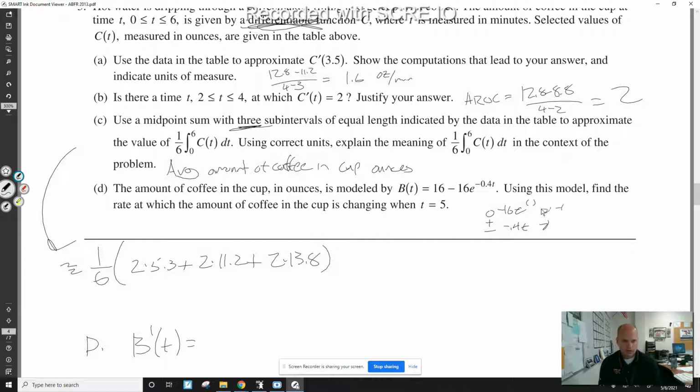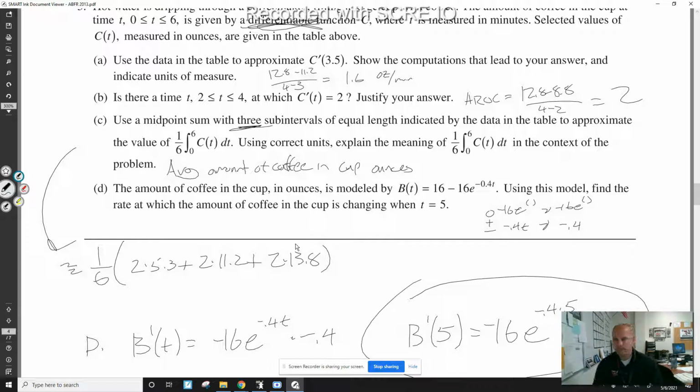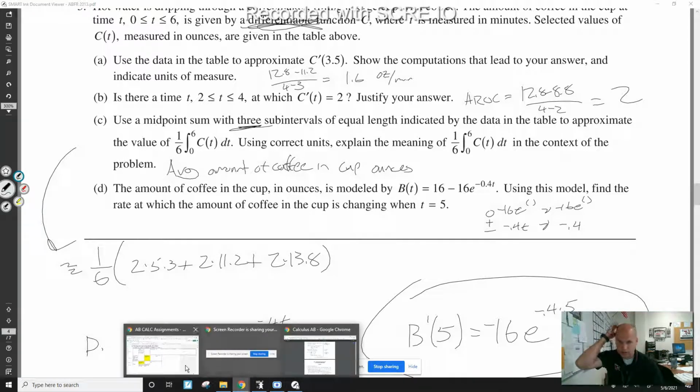So the derivative is negative 16 e to the power times negative 0.4. Negative 16 e to the negative 0.4 t times negative 0.4. B prime of 5. You can leave it like this: negative 16 e to the negative 0.4 times 5 times negative 0.4. That is fine. All right, 2013, let's look at these scoring guidelines.